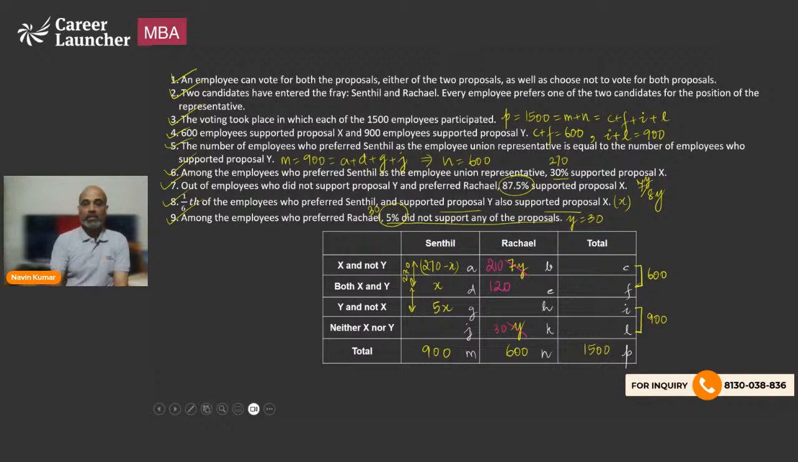Okay. If Rachel entire column is 600, out of which 360 exists here, can we say 240 should come here? Makes sense? Okay.